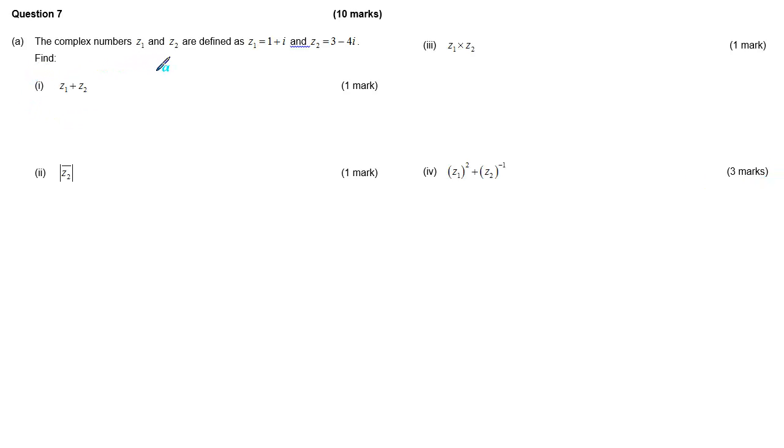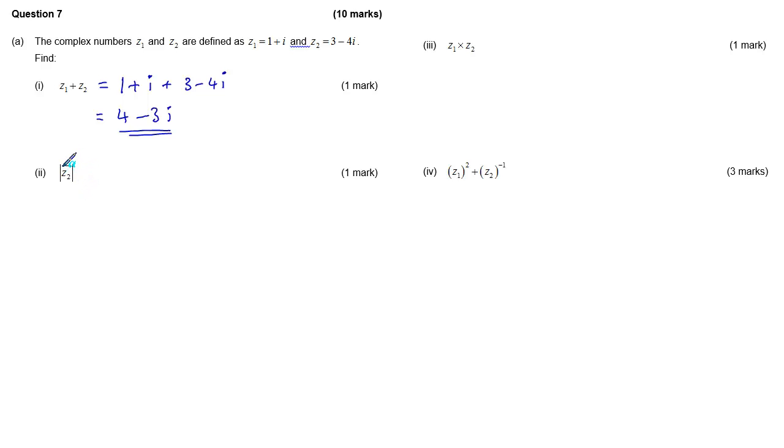Complex numbers z1 and z2 are defined as z1 is 1 plus i and z2 is 3 minus 4i. So we want z1 plus z2, so that's 1 plus i plus 3 minus 4i. So adding the real parts gives us 4, adding the imaginary parts gives us minus 3i.